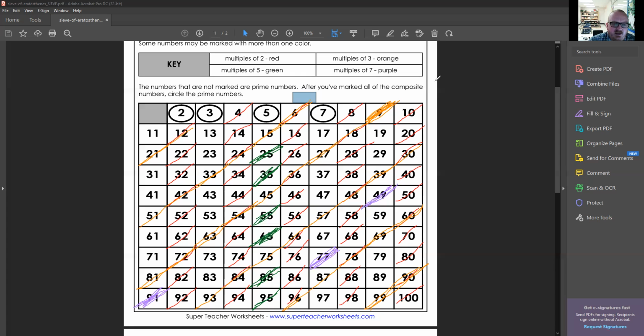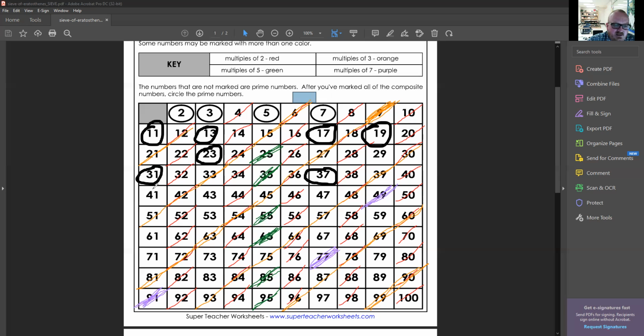So here's what I have left. What I have left are all numbers that are, excuse me, that are prime. So 2, 3, 5, 7 are prime. The next prime number is right here, 11. Then 13, 17, 19. All the numbers in this chart that I have not crossed off are prime numbers.